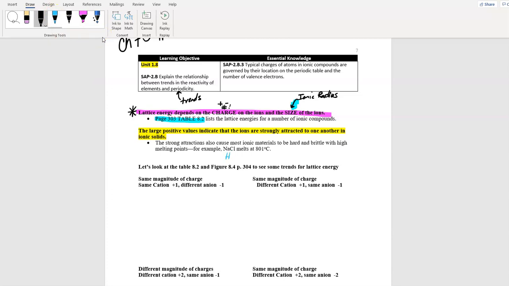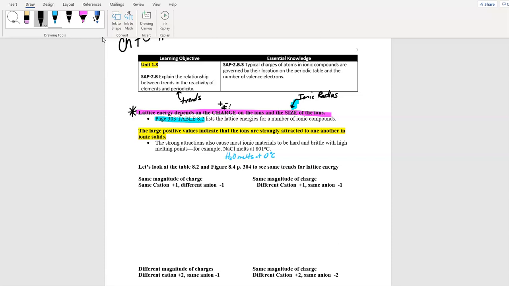I want you to put this in perspective. You know water? Water melts at 0 degrees Celsius, the melting from a solid to a liquid. This is 801, so we're talking about very hot. And I guarantee you the stove is not doing it.